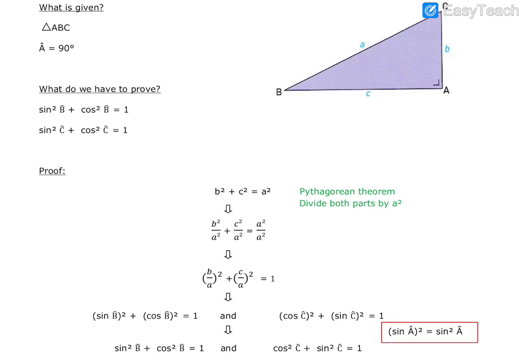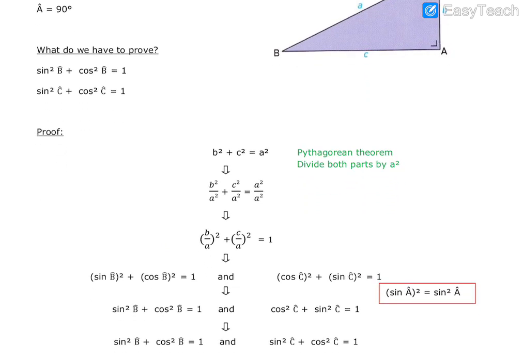Now, this is almost a proof. We know that sine A squared equals sine squared of A. So we're going to write it on both sides like this. And now simply I'm going to switch these because of the addition being commutative. And that's the proof. Yeah? I don't think that is very difficult.